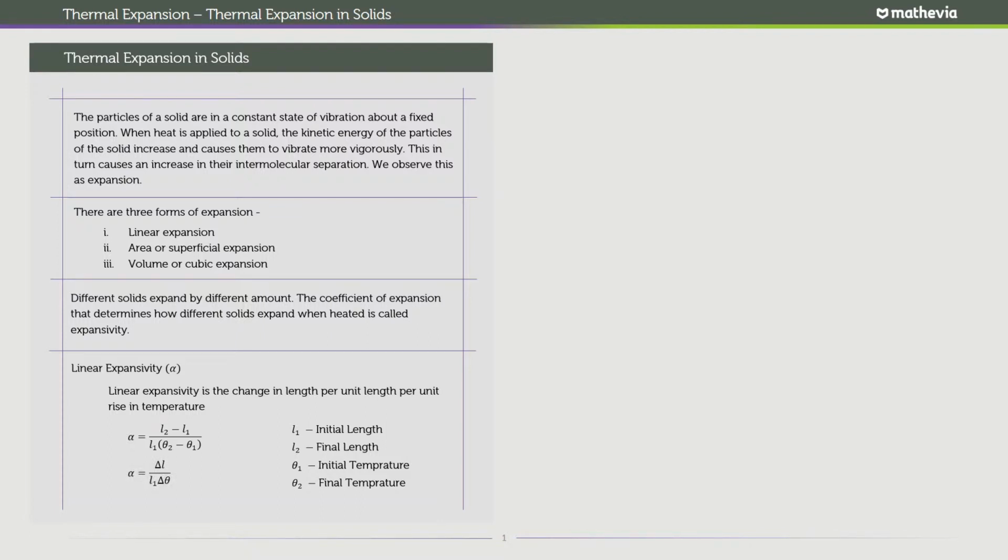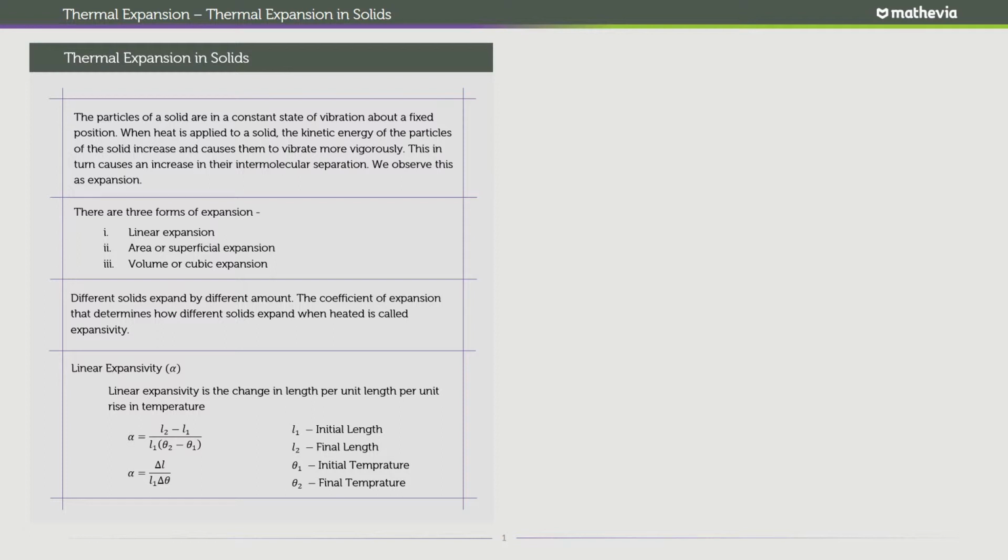And so we often prefer to write it in this manner. Instead of L2 minus L1, we say delta L. Delta means change, so change in L divided by L1 multiplied by delta theta, the change in temperature. Theta stands for temperature, so delta theta is the change in temperature. That's it, basically, linear expansivity.